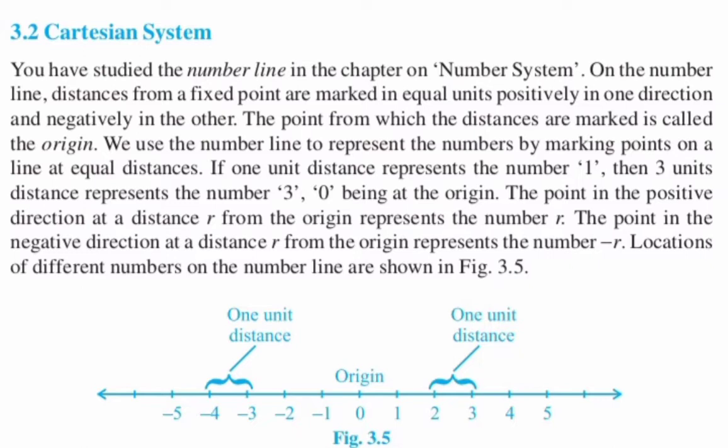Also, between 2 and 3, 1 unit distance they have marked, that is between any two positive numbers there is a 1 unit distance. Similarly, between any two negative numbers also there is a 1 unit distance. This is the number line. You have already seen it, and you know how to mark numbers on the number line.